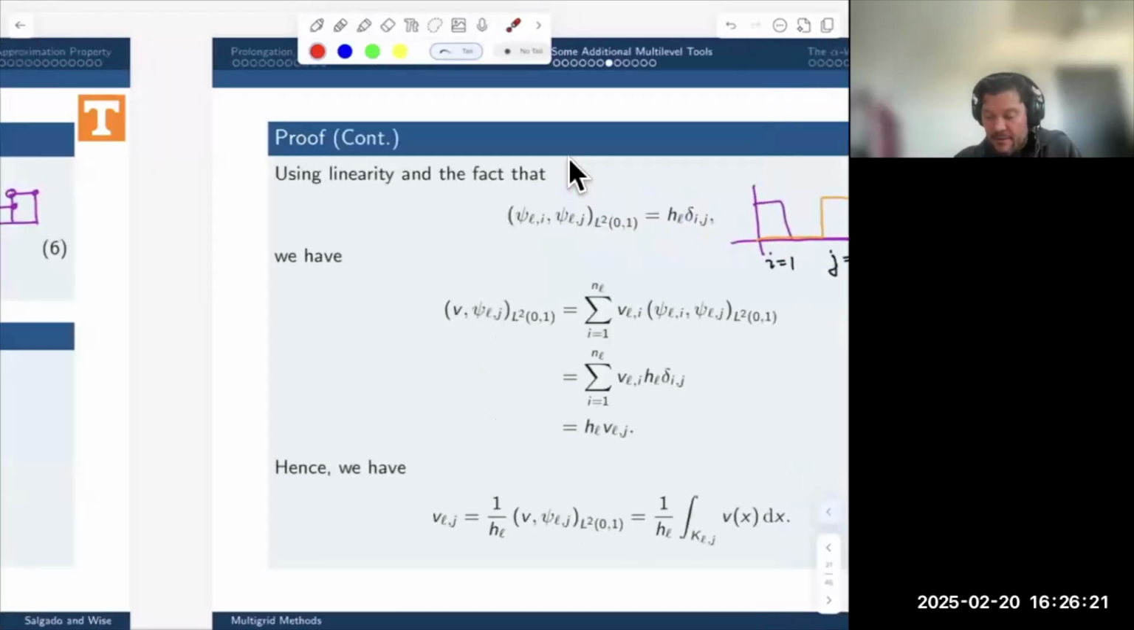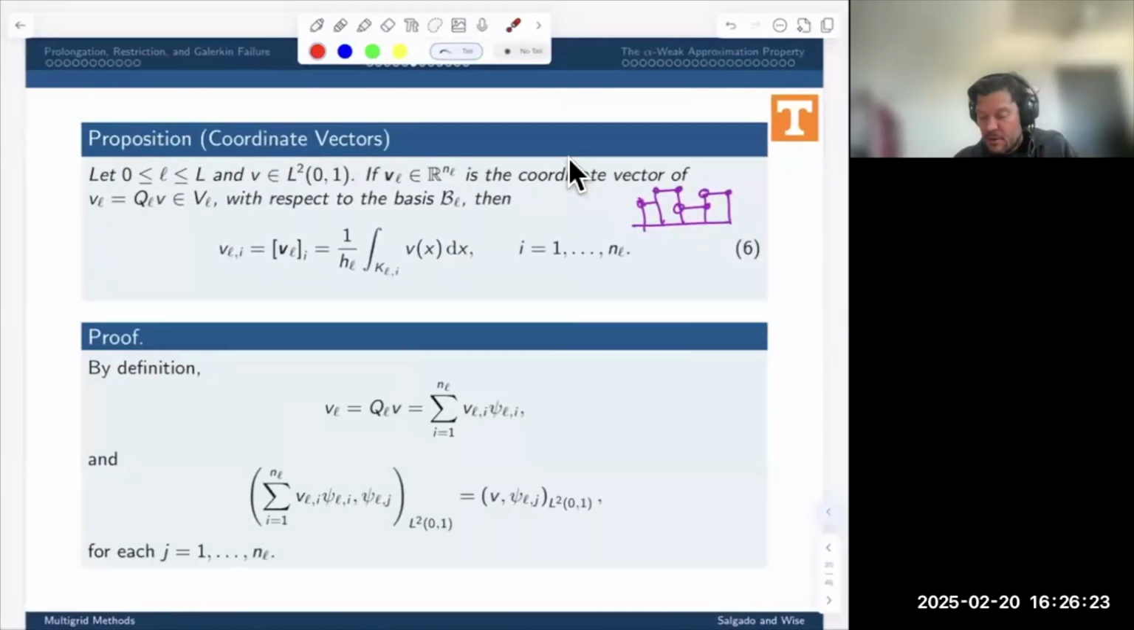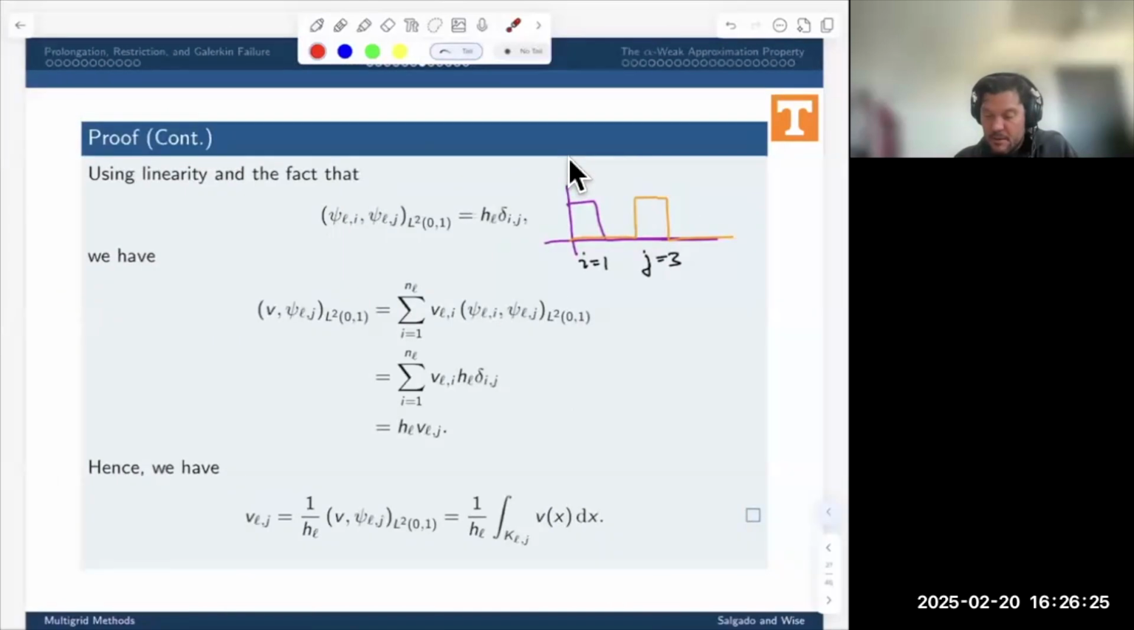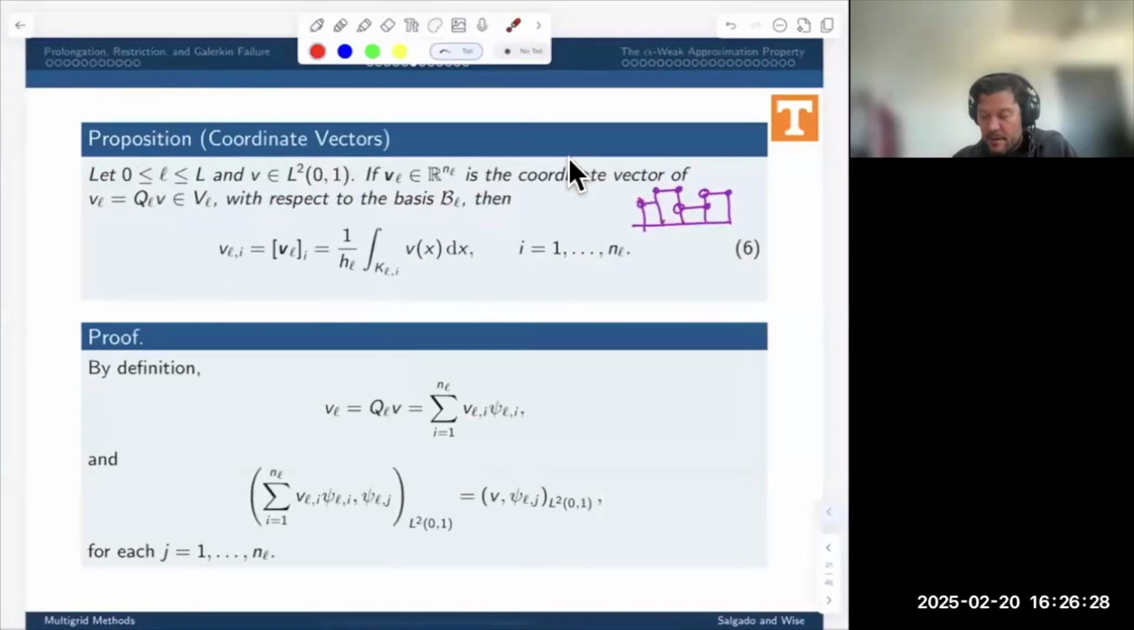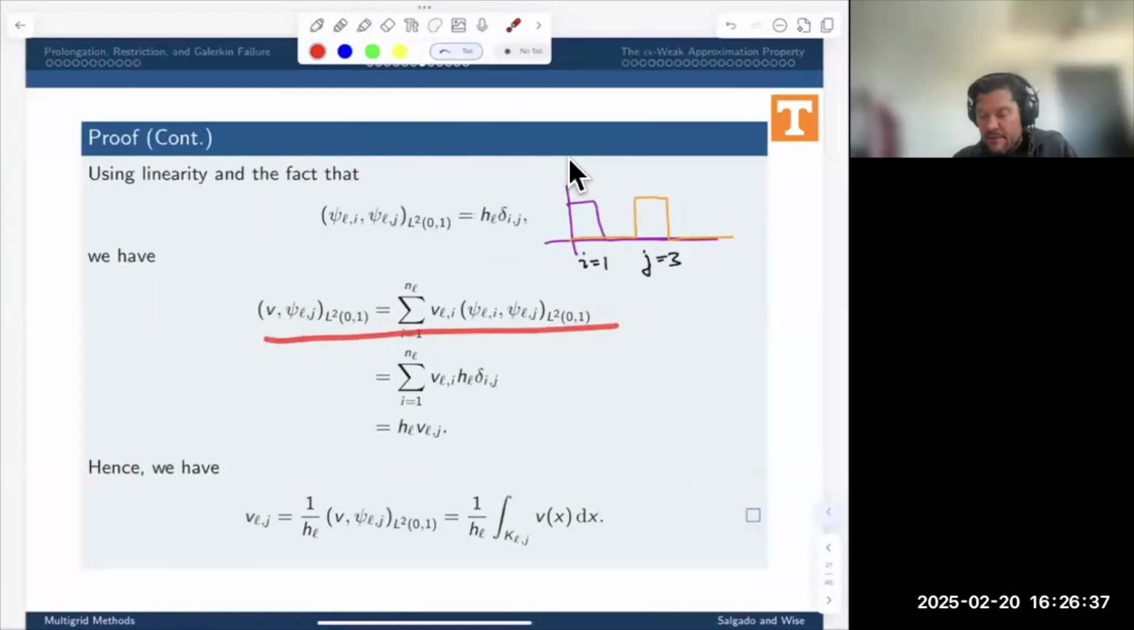If I start with this side, I'm going to flip things around. I'm going to write this over on the left, and I'm going to write this guy on the right. So I'm just flipping that. So there's my definition. I've used linearity to pull the sum and the coefficients out. And now I'm using the fact that psi Li against psi Lj in the L2 inner product is just going to be HL times delta Ij.